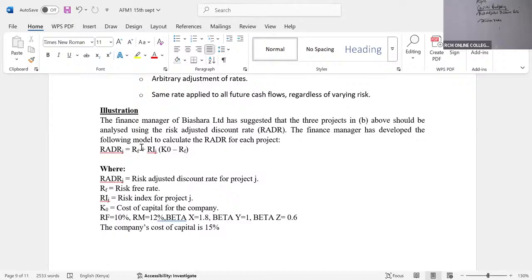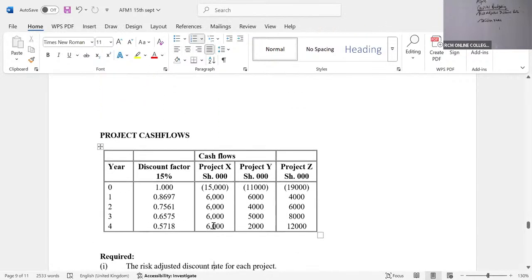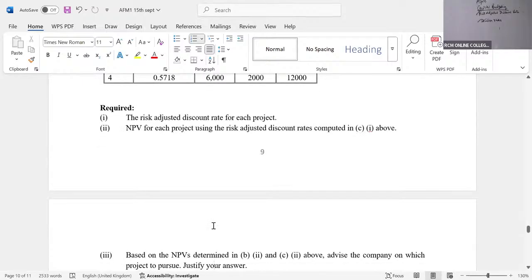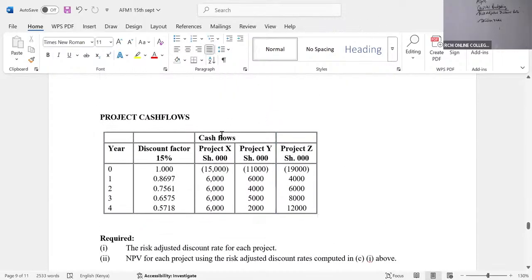In this case we are given an example where the risk-free rate is 10% and the return of the market is 12%. They have given us 3 projects, with beta X 1.8, beta Y 1, and beta Z 0.6. The company's cost of capital is 15%. We are required to provide the risk-adjusted discount rate for each project. There are 3 of them: Project X, Project Y, Project Z.